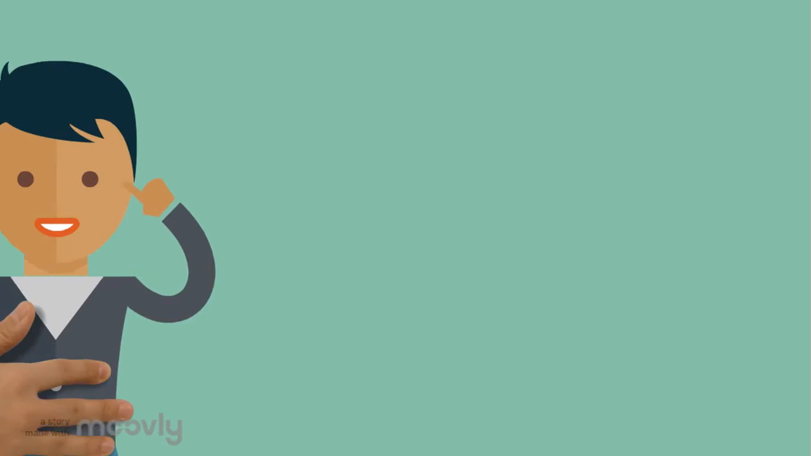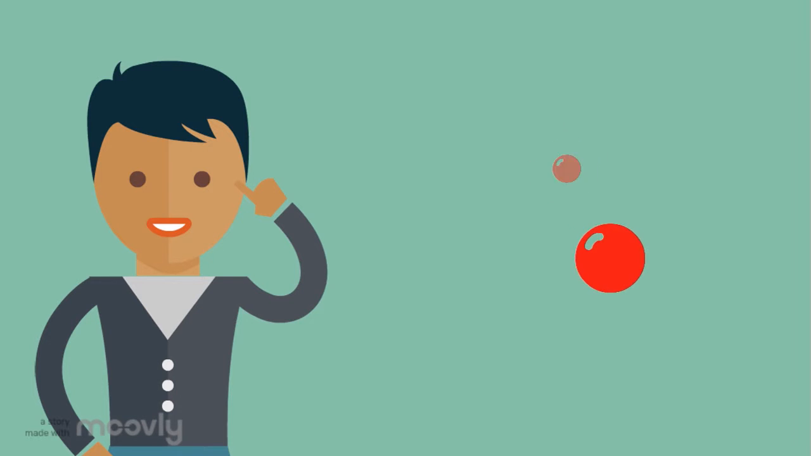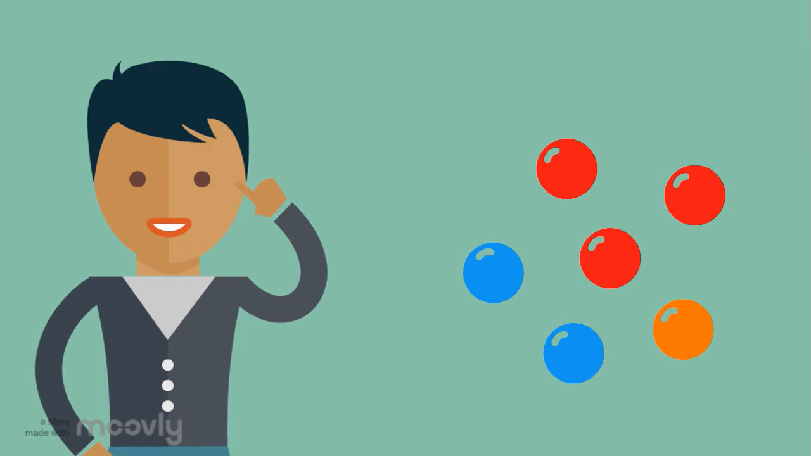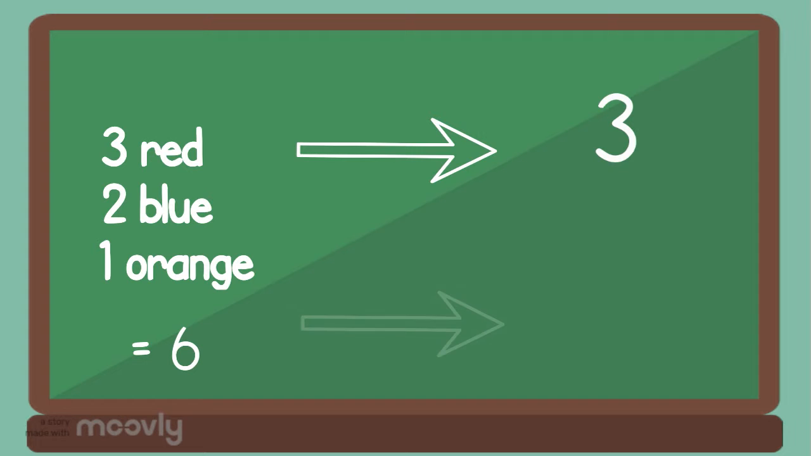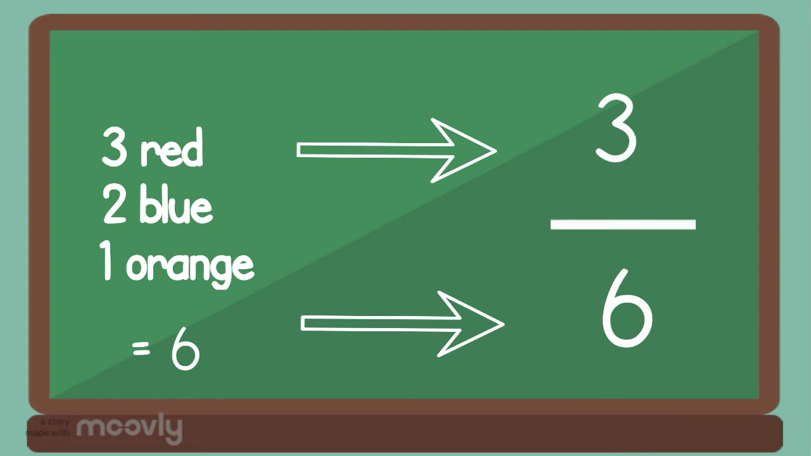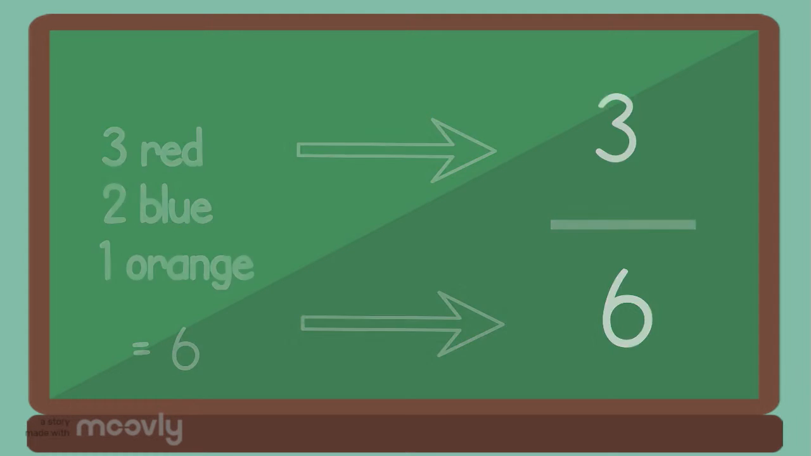For example, I have 6 M&Ms, 3 are red, 2 are blue, and 1 is orange. I want to find out the probability of selecting a red M&M. So, the total number of possible times I could select a red would be 3. This is the numerator. Now, the total number of possible outcomes, that is, all my M&Ms, is 6. This is the denominator. So the probability of selecting a red M&M is 3 in 6.